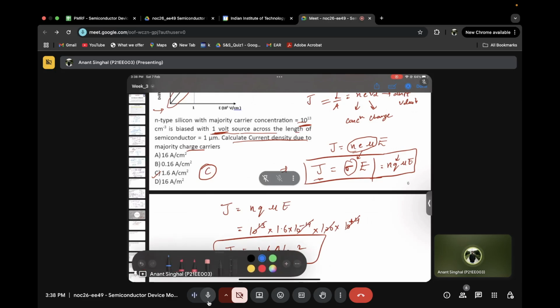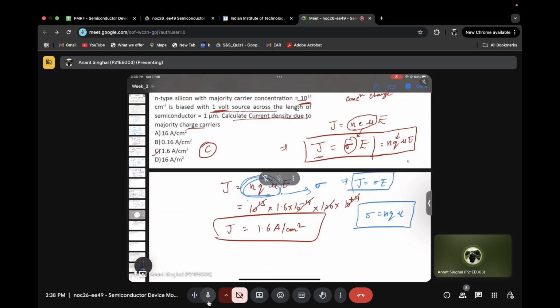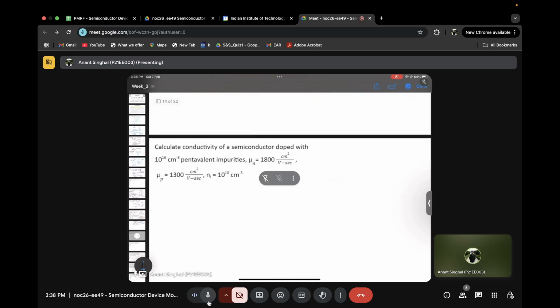Okay, so I would like to emphasize again that this thing is nothing but sigma. So this is what we have as the Ohm's law. This is J is equal to sigma E. So sigma would be nothing but nqμ. So why am I emphasizing it? Because of this problem. It says we need to calculate the conductivity. Conductivity is nothing but sigma of a semiconductor which is doped with this amount of pentavalent impurities. Mobility of hole is given, and ni is given.